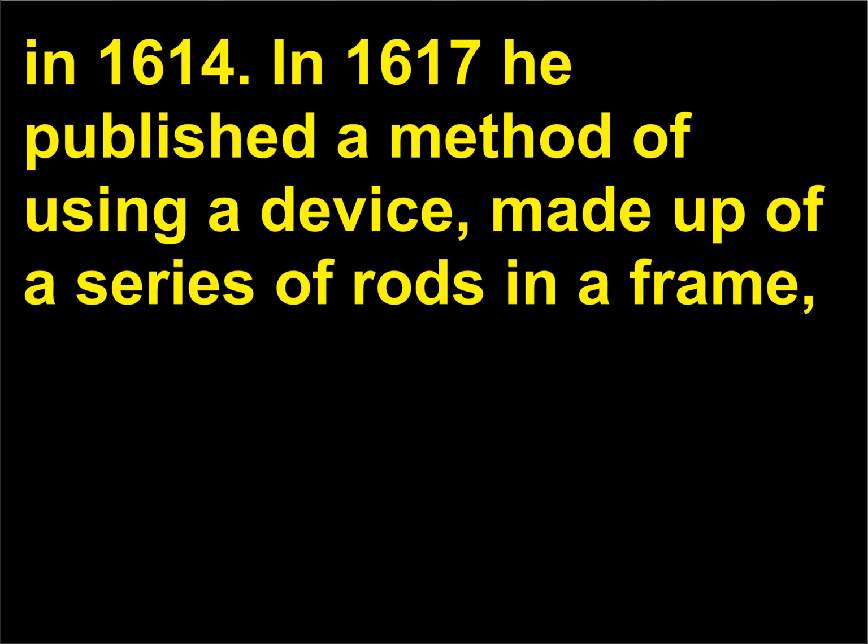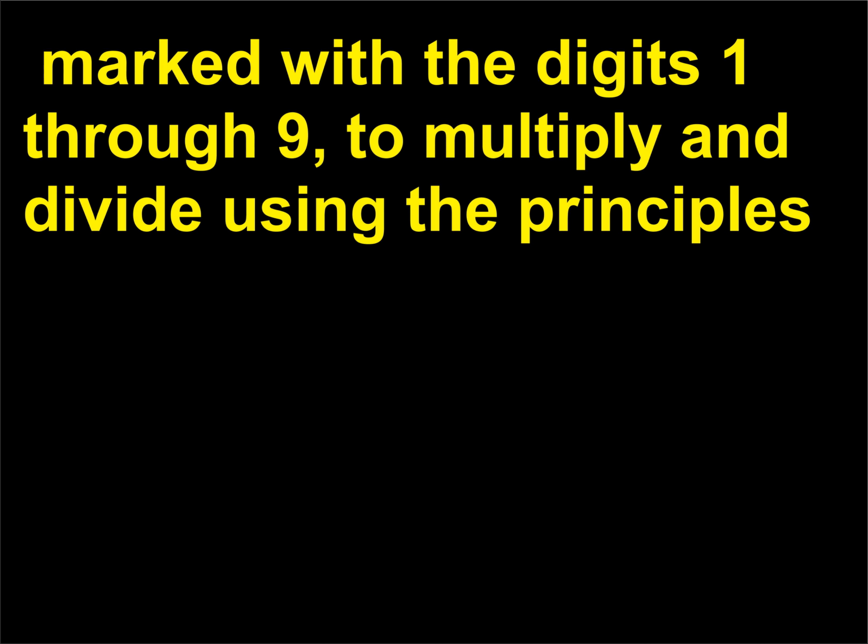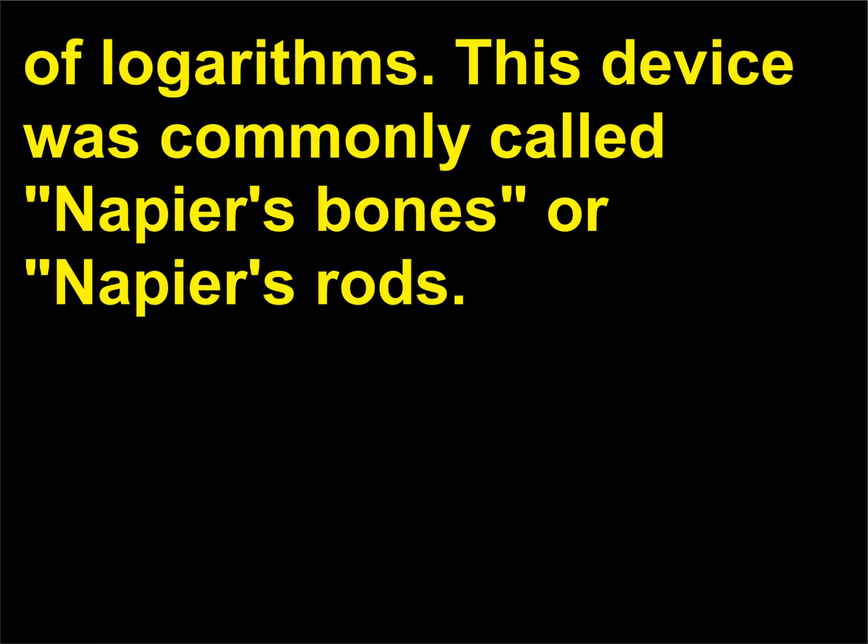in 1614. In 1617 he published a method of using a device, made up of a series of rods in a frame, marked with the digits 1 through 9, to multiply and divide using the principles of logarithms. This device was commonly called Napier's bones or Napier's rods.